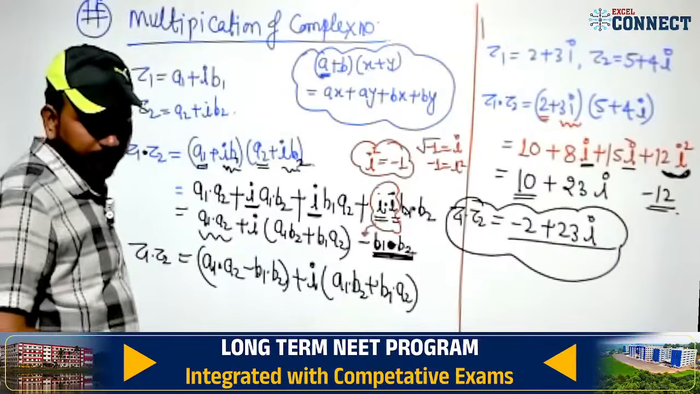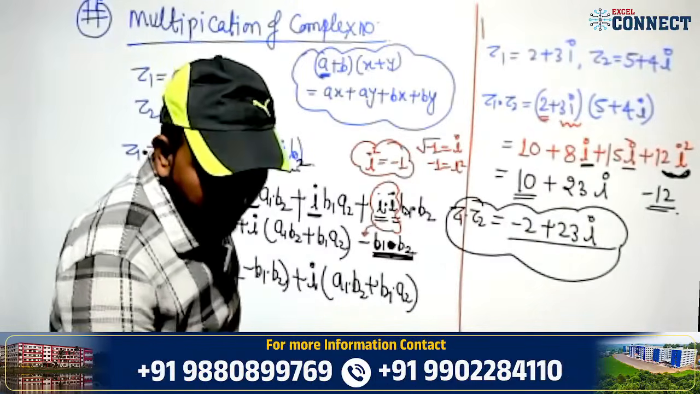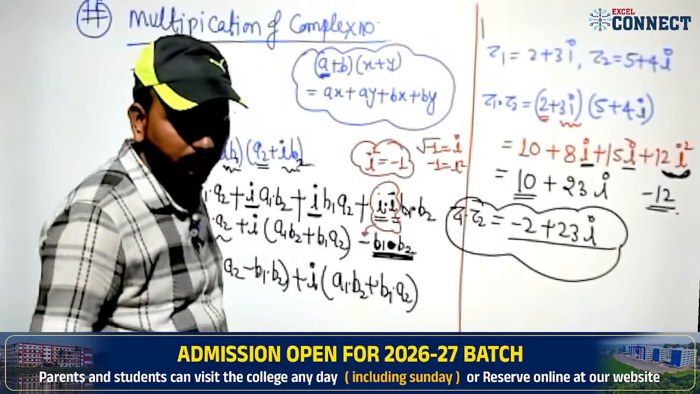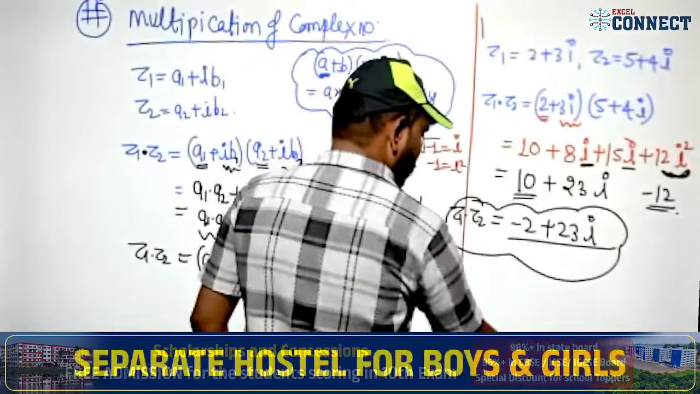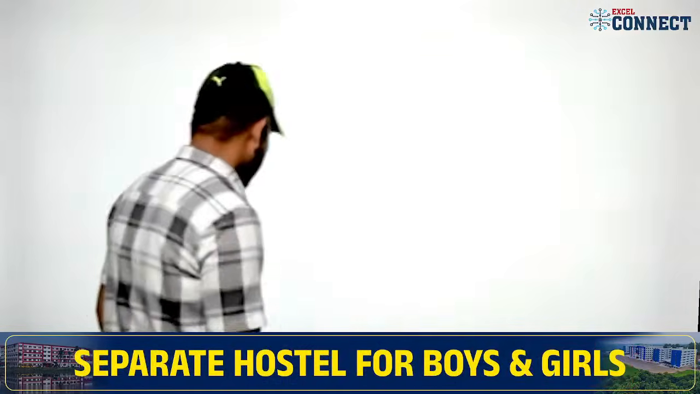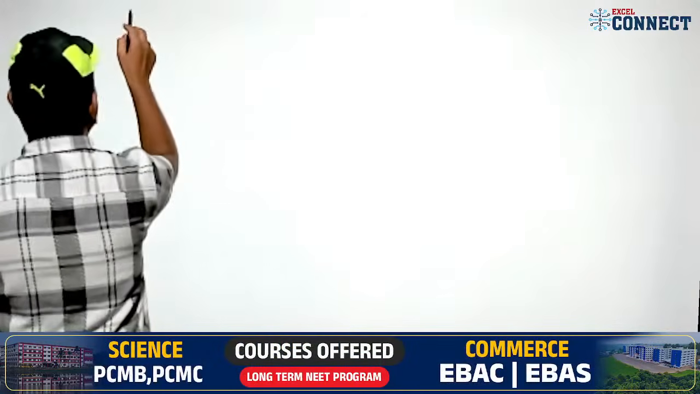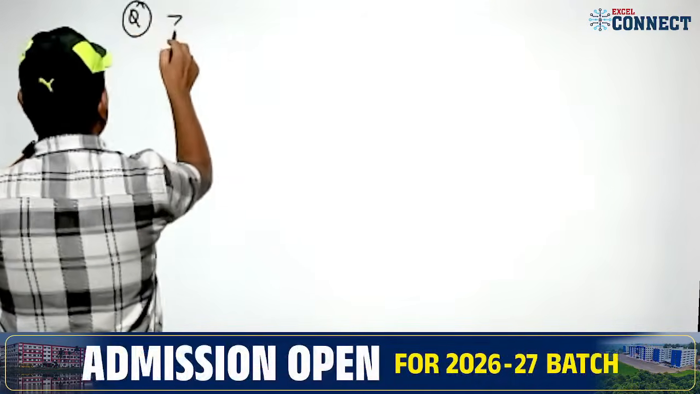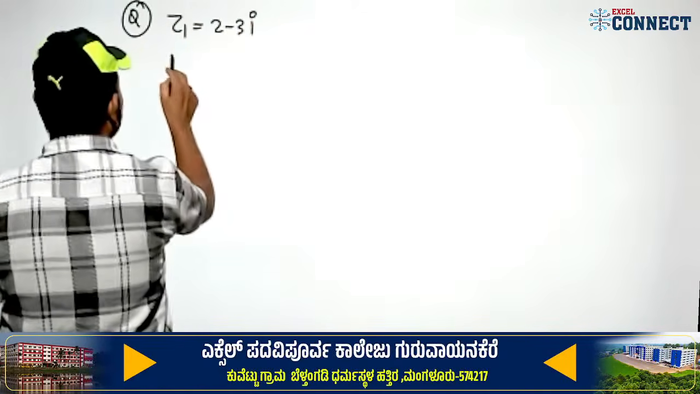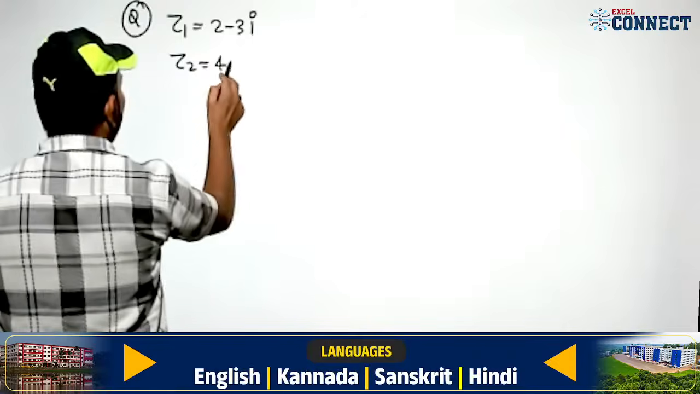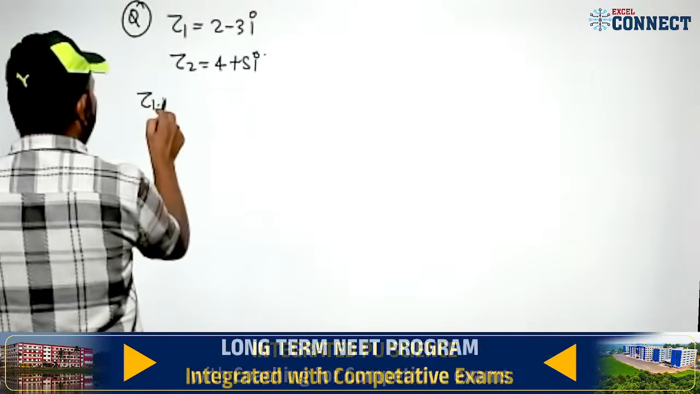Okay, now after the multiplication, I am giving one multiplication problem, so you will multiply here. Let's suppose our next slide. Let's suppose I am giving the question Z1 is equal to 2 minus 3 iota and Z2 is equal to 4 plus 5 iota. You need to multiply Z1 into Z2.